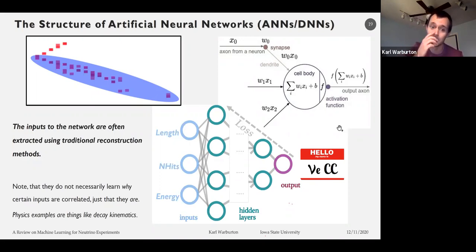And it's worth noting here that the network doesn't necessarily learn why inputs like length and hits and energy are correlated. It just learns that they are. So it doesn't necessarily learn what interaction topologies are. It just learns how different factors are related to each other.